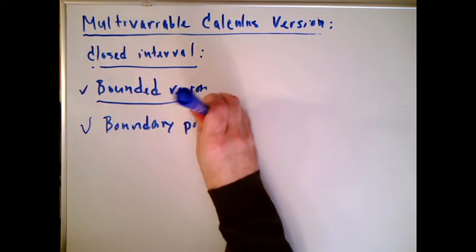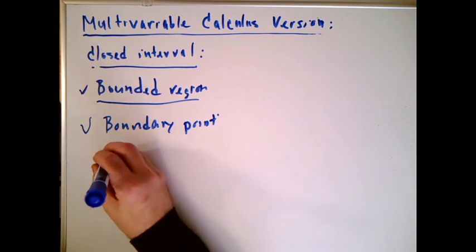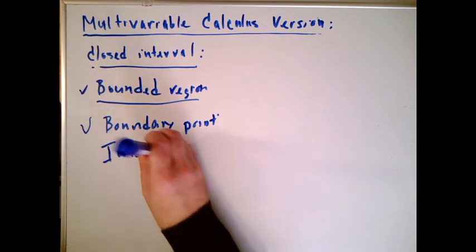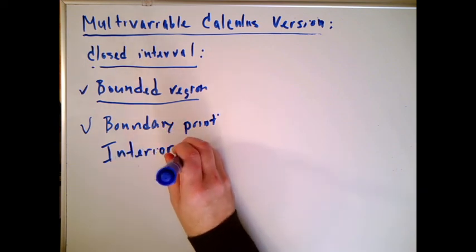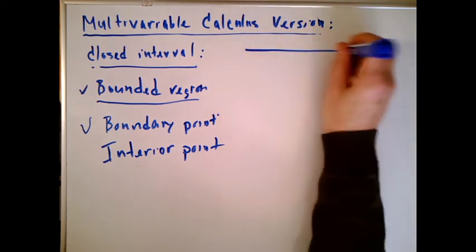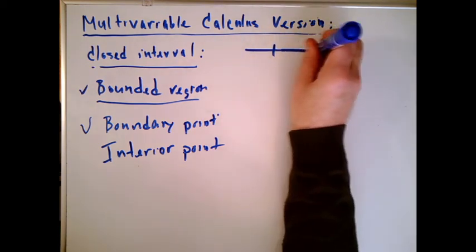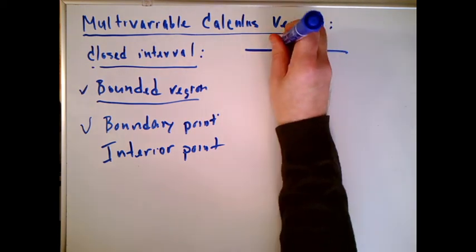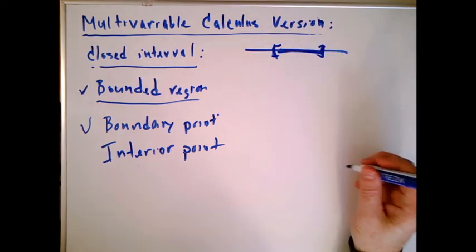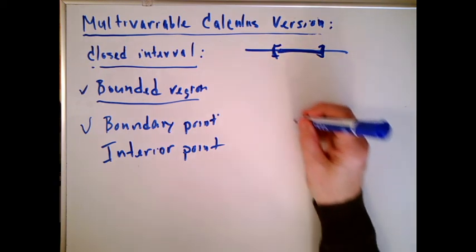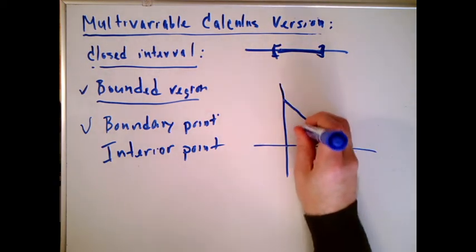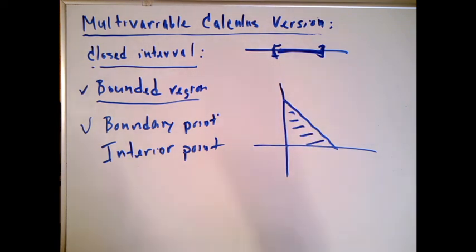In order to talk about boundary point, we actually also have to talk about interior point. Now, in a closed interval, we had to include everything between those two, and there were boundary points, and we didn't think of them as boundary points, we just thought of them as endpoints. Well, here, it gets a little more complicated. Let's draw the region that I said was bounded. That's this one here.